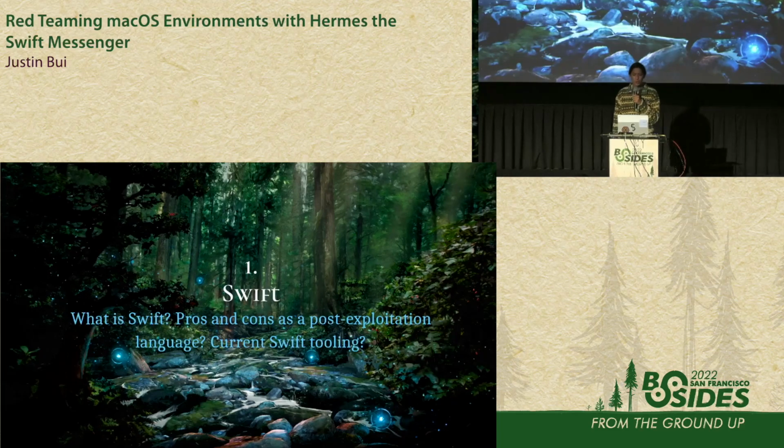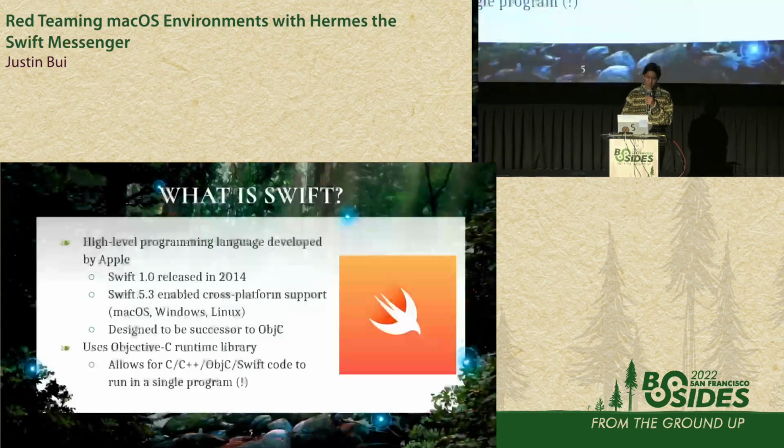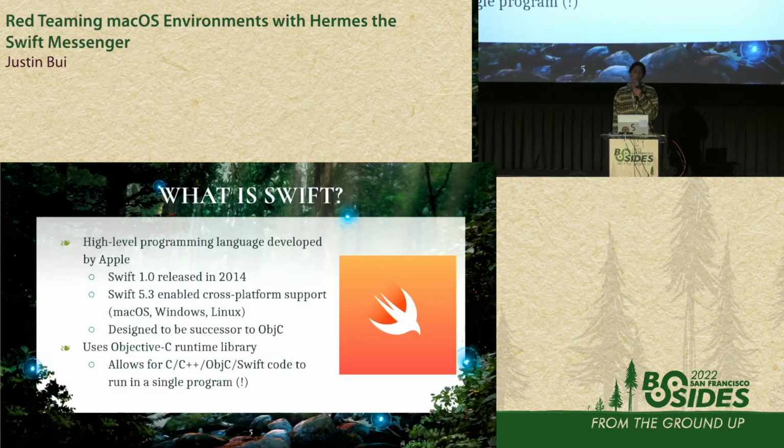So in this first section, we'll be talking about everything Swift. What is Swift, pros and cons as a post-exploitation language, and some examples of current Swift tooling. Swift is a high-level programming language that was developed by Apple. Swift 1.0 was released in 2014 and initially only supported macOS. As of Swift 5.3, cross-platform support was enabled for macOS, Windows, as well as Linux.